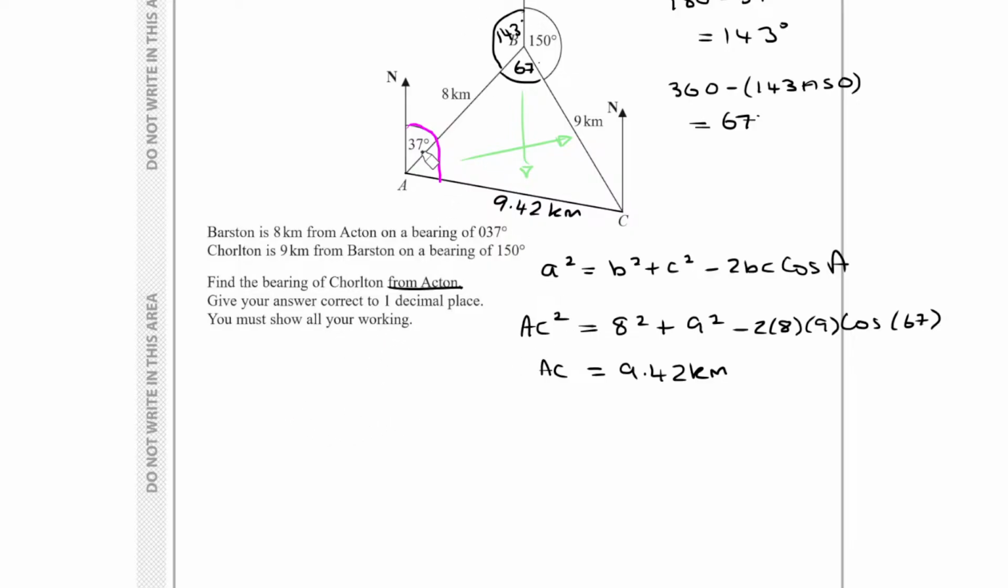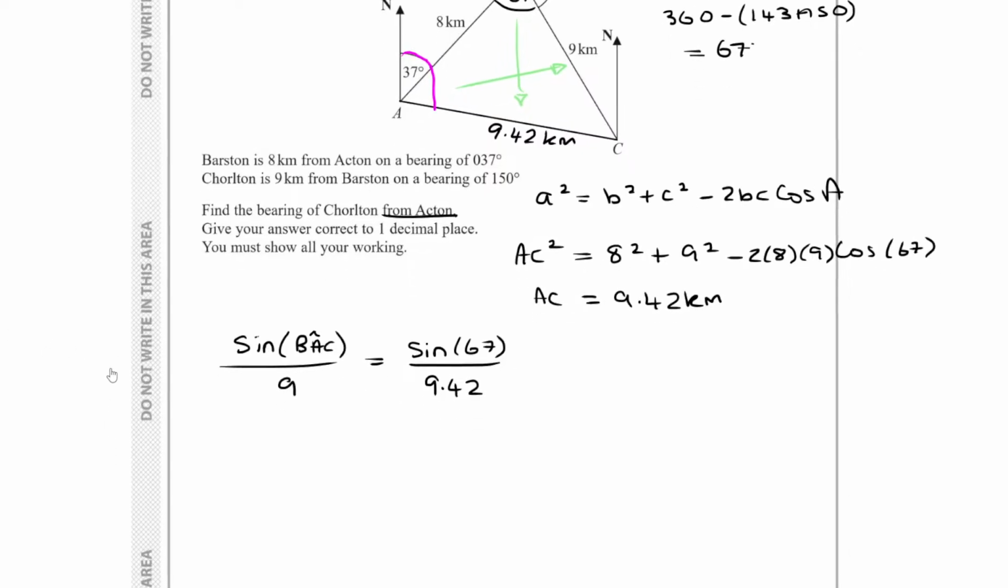So sine rule, I'm looking for the angle, so that's the one that goes on the top, isn't it? So sine of the angle, you could call it x if you want, or BAC, or whatever you want to call it, over the opposite side, which was 9, is equal to sine of the other angle, I have 67, over the opposite side, 9.42. Yeah, and then obviously from here I'm just solving, right?